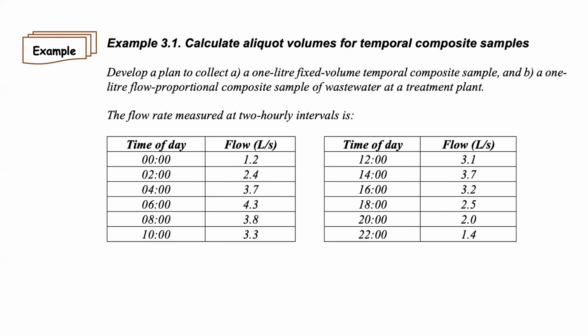Here's an example problem to calculate aliquot volumes for temporal composite samples. Develop a plan to collect a 1 liter fixed volume temporal composite sample, and for part B, to collect a 1 liter flow proportional composite sample of wastewater at a treatment plant. The flow rate is shown below for different times of the day. So this example can be found in your assigned reading and can be completed using Excel spreadsheets that are provided along with that reading.